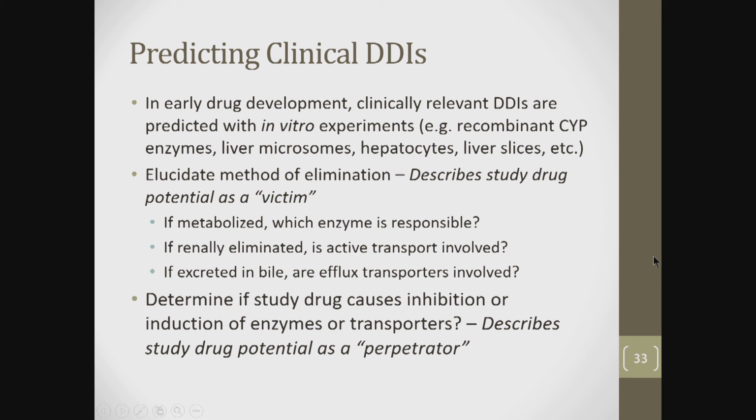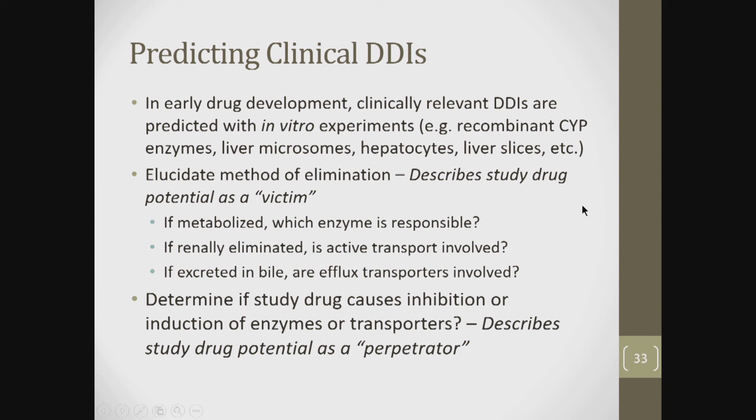So how do we predict these when we have a new compound in development? Well, very early in drug development, we characterize the compound extensively in vitro. So first, we analyze it. We look at preclinical or animal studies and in vitro experiments to characterize how the drug's eliminated. Is it renally? Is it through biliary excretion? Is it through hepatic metabolism? If it is through metabolism, which enzyme is responsible? Is it one of the CYP450 enzymes, one of the phase 2 enzymes? If it's renally eliminated, is there an active transport protein involved in its elimination?